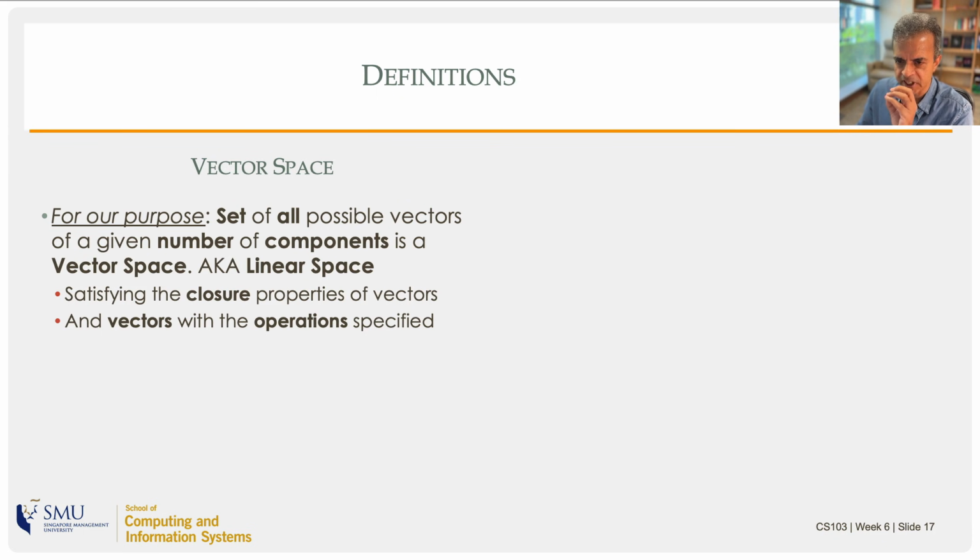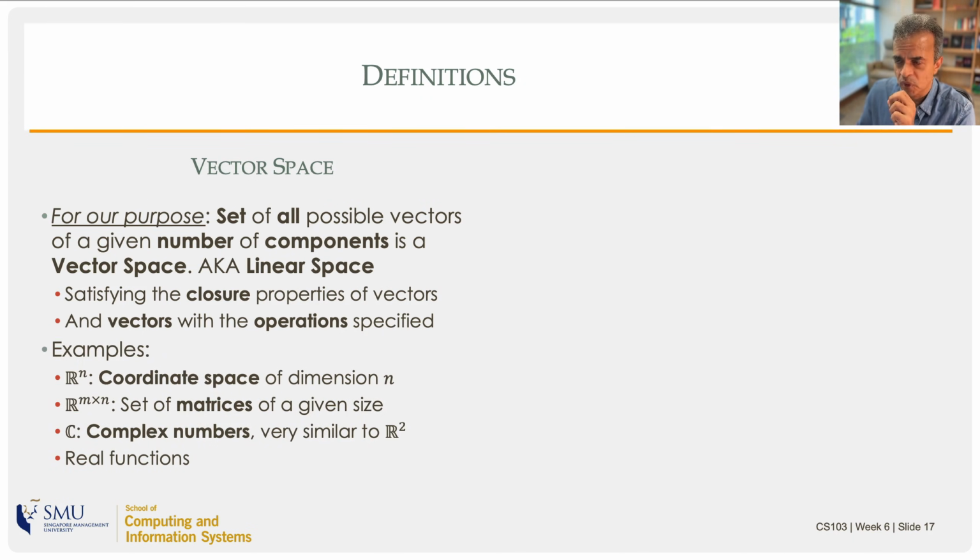But for our purpose for now, let's just define vector space as a set of all possible vectors of a given number of components. That is a vector space. It's also called a linear vector space, linear space, etc. There are two conditions. It should satisfy the closure properties of vectors, both for scalar multiplication and vector addition. And of course, the vectors should have these two operations defined and specified.